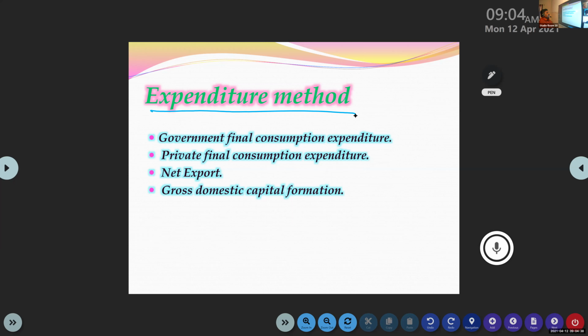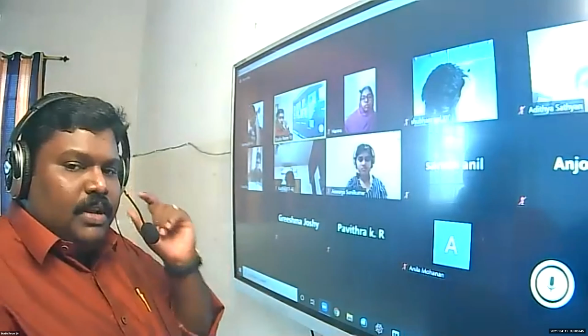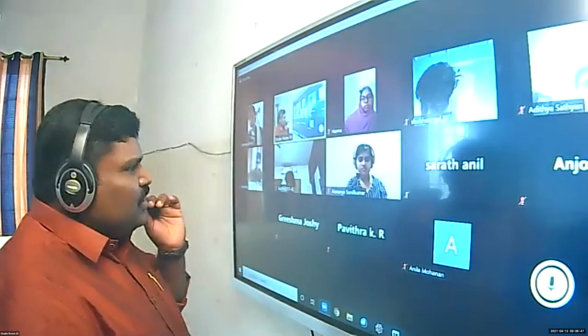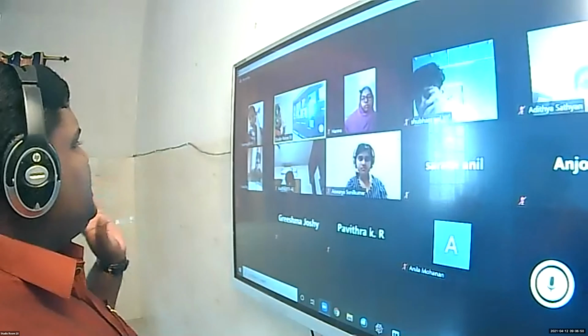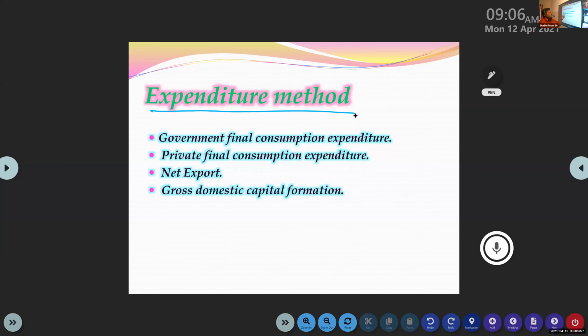Why does the government of India want to purchase grain from the farmers? We know it is called the PDS system, the public distribution system, the ration shops. The government wants to provide food grains for the poor people, or for everyone. The government is not producing any food grains, so they want to purchase it. Such purchases by the government are termed the government's final consumption expenditure.